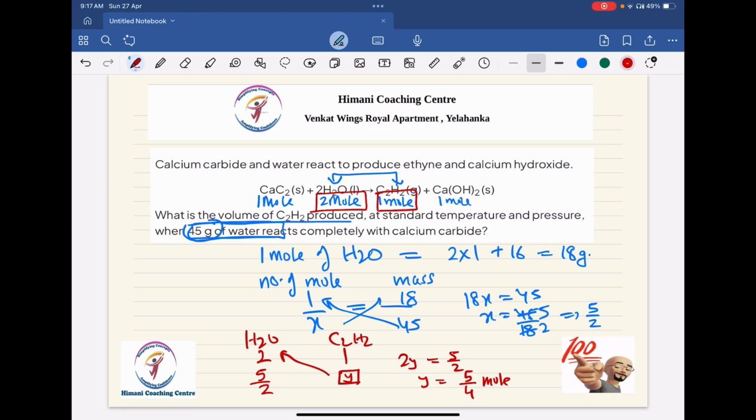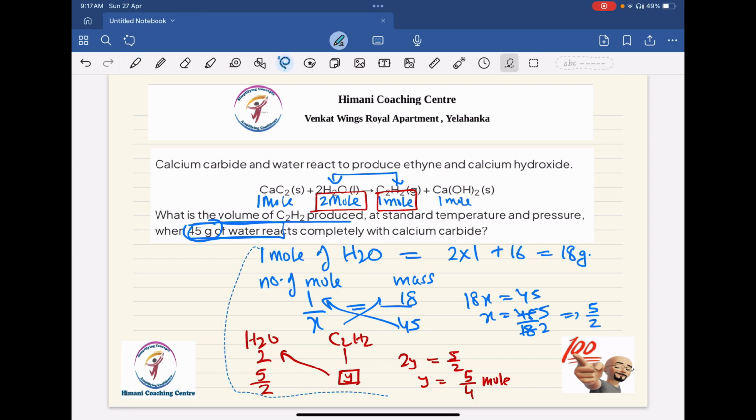Now we are asked to find the volume of C2H2 produced. In 1 mole of C2H2, the volume of gas would be 22.4 liters. And we have got 5 by 4 mole. So what would be the volume? That is our question.